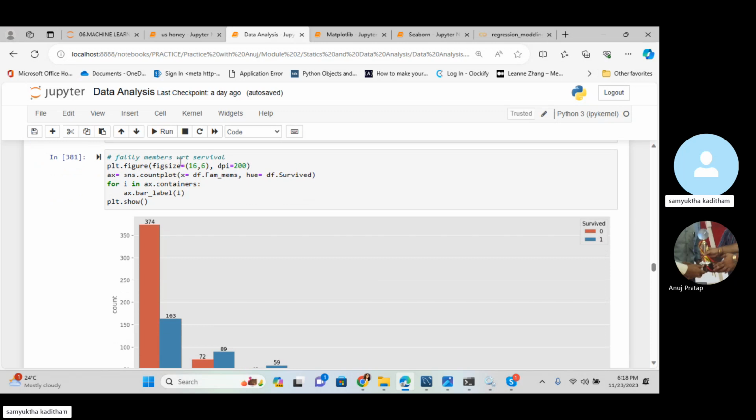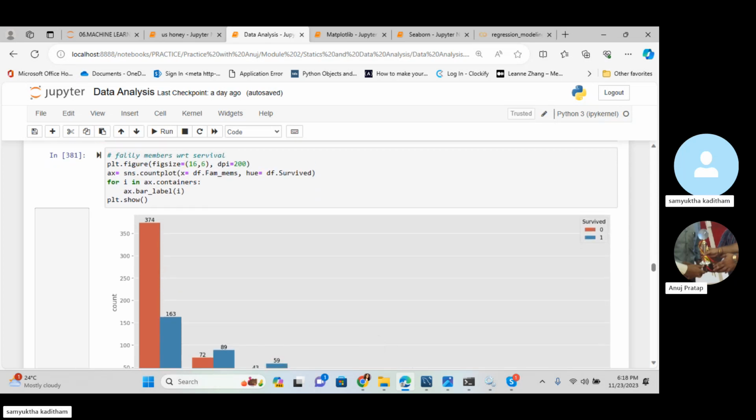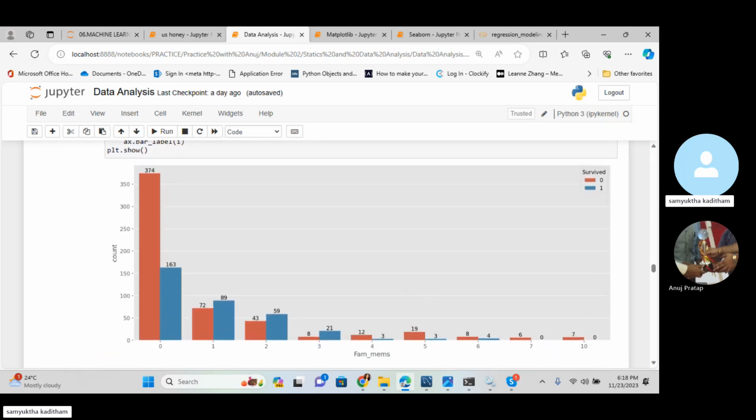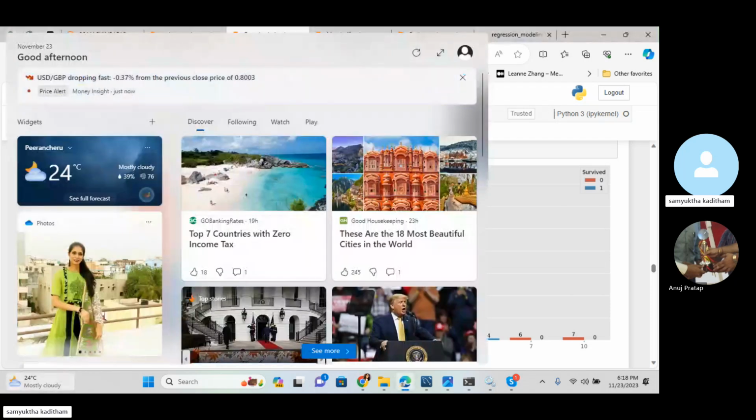Then family members with respect to survival. So we use a count plot with survived, because both are category columns. For those traveling alone, 374 are dead and 163 survived.